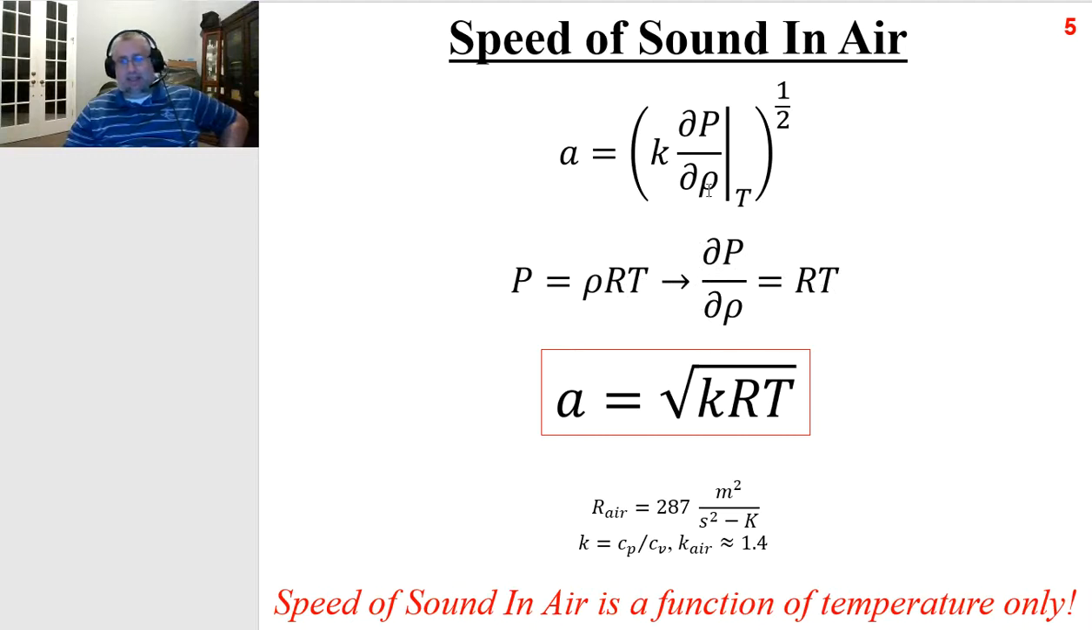And so I can plug RT into my derivative here, and I'm left with the speed of sound equal to the square root of KRT. So that's where this expression that I've shown in a previous presentation actually comes from. That's how it's derived. And I know that R for air is about 287 meters squared per second squared Kelvin. And I know that for air, the specific heat capacity ratio is about 1.4. So all I need to know is the temperature of the air, and I can figure out what the speed of sound is in that air. So speed of sound in air is a function of temperature only.